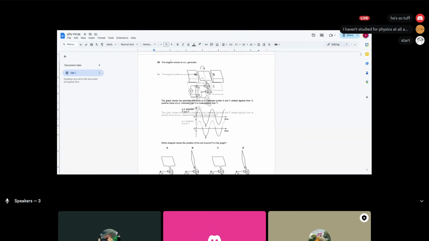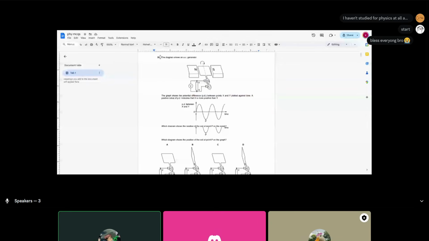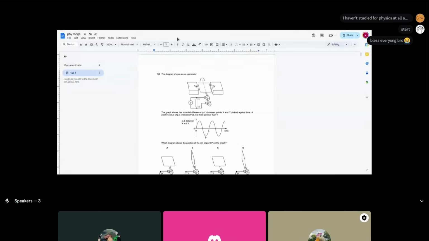So this is the first one, which shows a diagram of an AC generator.